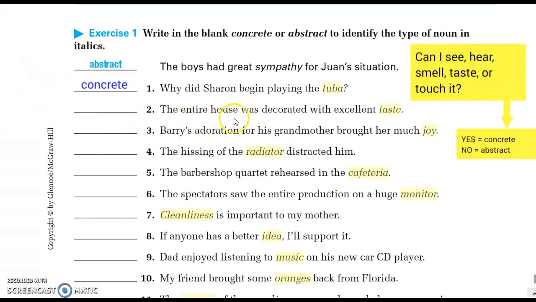2. The entire house was decorated with excellent taste. Can I see, hear, smell, taste, or touch someone's taste in decorations? Well, I could touch the decorations, but not someone's taste in them. So that means it's an abstract noun.